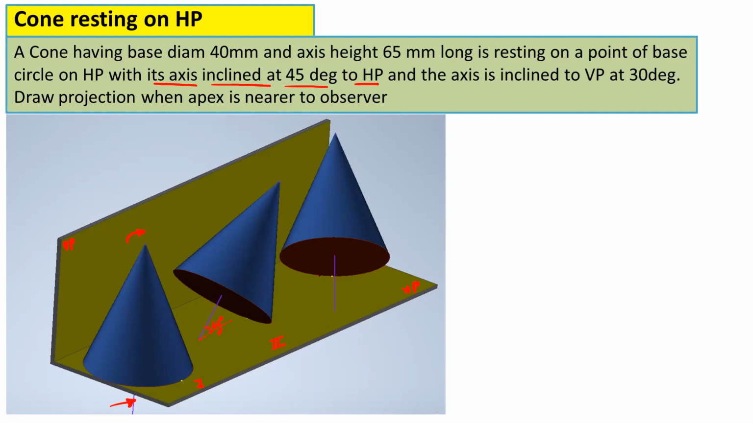And for the third stage, just observe the inclination with the vertical plane. So the axis is again inclined to the vertical plane at 30 degree. So here, both the inclination for the axis, they are given as a true inclination. Okay, that is inclination with the HP and inclination with the VP. In the last stage, that is the third stage, we have to find out the apparent inclination. And for that, we have to use the concept of the projection of line.